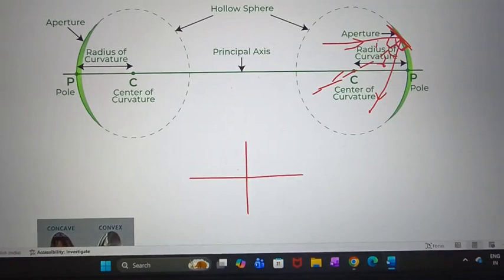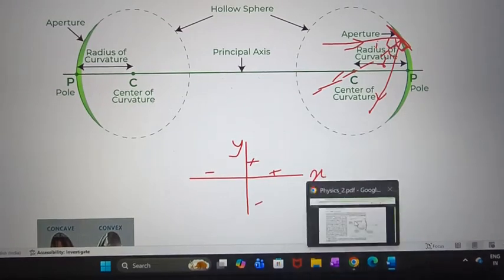So we generally plot this as the x-axis, this will be our y-axis. On the x-axis, this side used to be positive and this side used to be negative. Similarly for the y-axis, this used to be positive, this used to be negative. So that is what we are following over here.